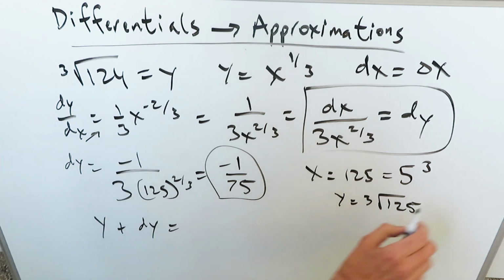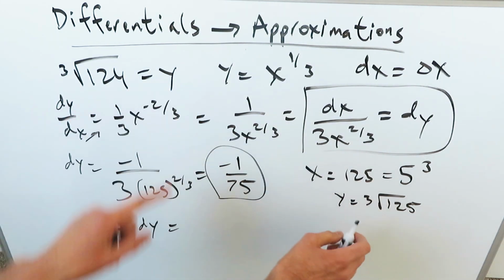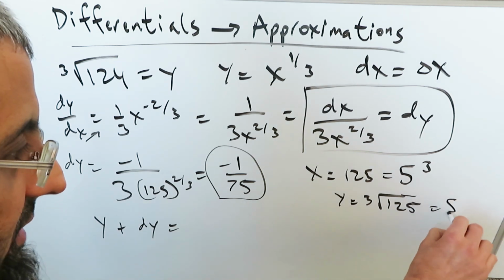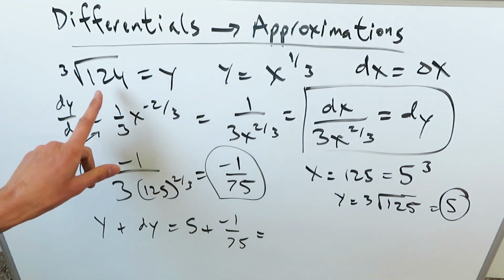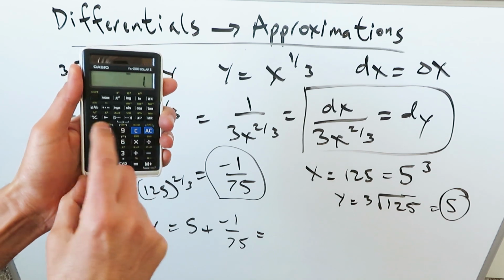As I'm determining a certain function, the cube root of 124 is equal to y. A close approximation is y equal to the cube root of 125, and we know that to be a solid 5. And that right there is my y value, y plus my dy value, which is a minus 1 over 75. Do this computation. 5 minus 1 over 75 will give you the close end result for that. We'll do 5 minus 1 divided by 75.